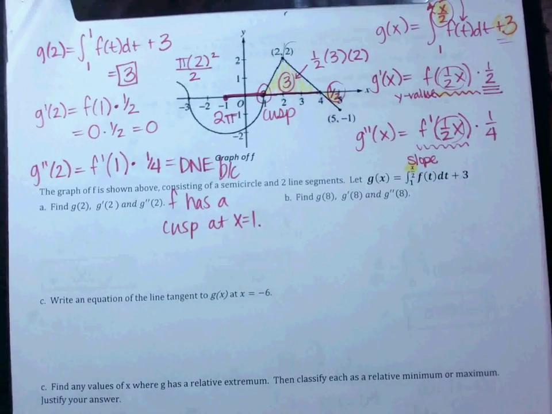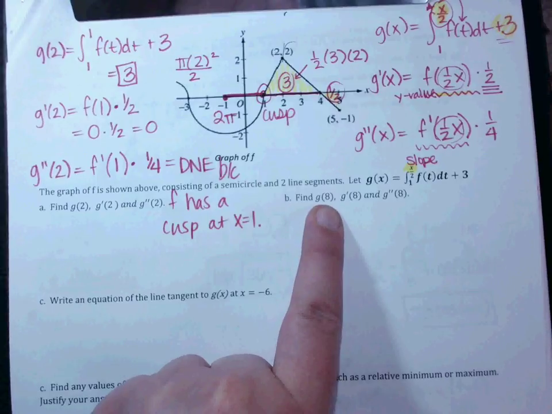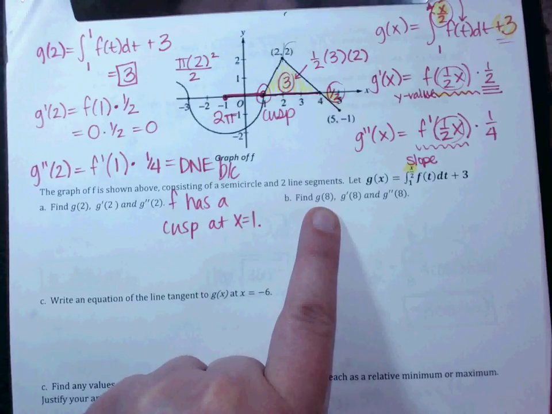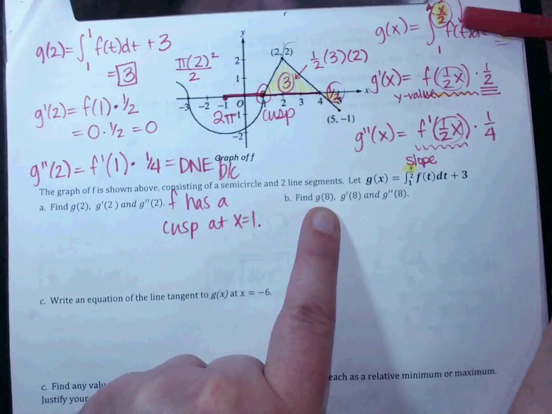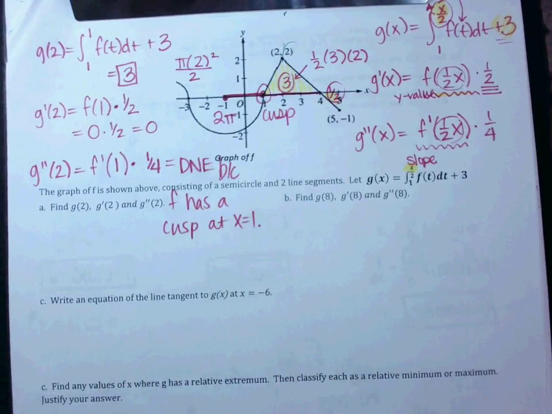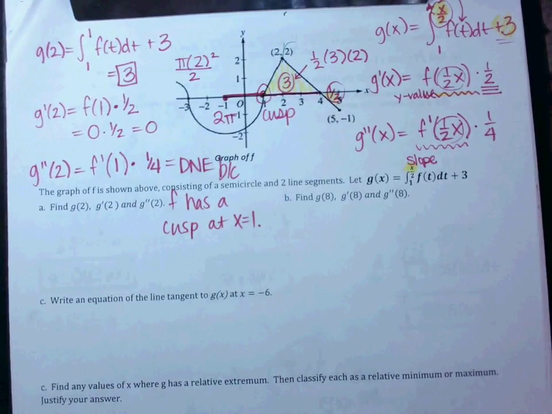Now fourth period, when I asked them to do that, they were like, but Miss Joyner, the graph doesn't go to 8. True, but are you going to actually be looking at 8? No, what are you going to be looking at? 8 divided by 2 is 4. Does your graph go to 4? Yes. So that should not be a problem. So do your part B.